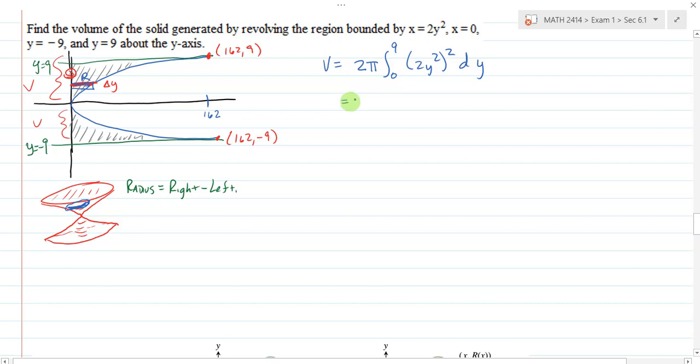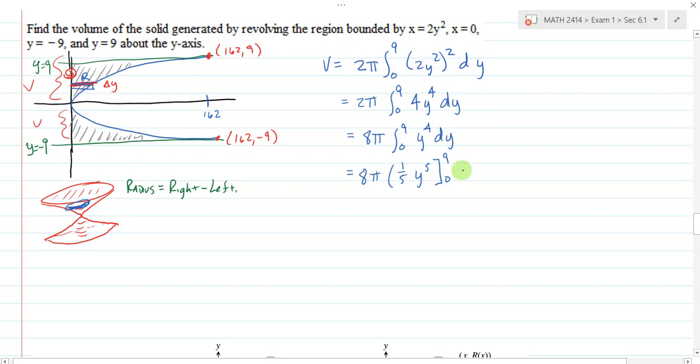So when we clean this up, that's going to give us 2 pi times the integral from 0 to 9 of what? Square the 2, square the y squared, and you get 4y to the 4th dy. So I'm going to go ahead and pull that 4 out, and that'll make this 8 pi times the integral from 0 to 9 of y to the 4th dy. What do you get when you integrate y to the 4th? 1/5 y to the 5th. And this is bound from 0 to 9.